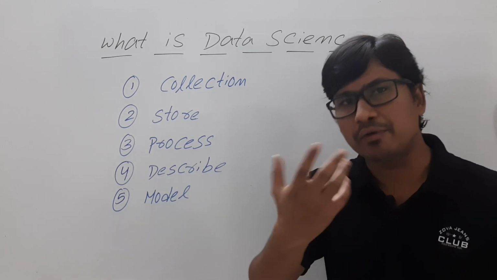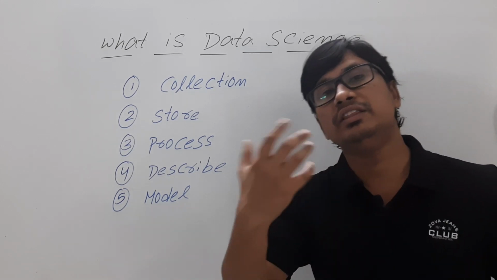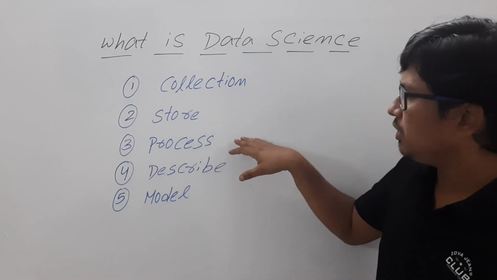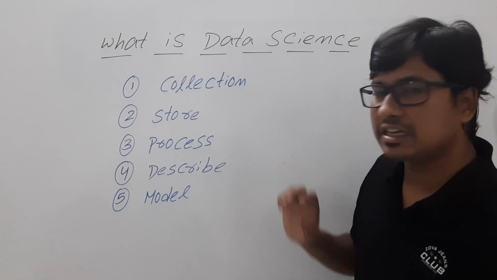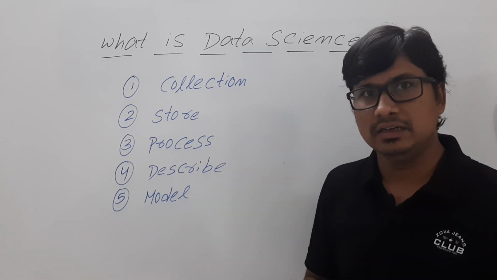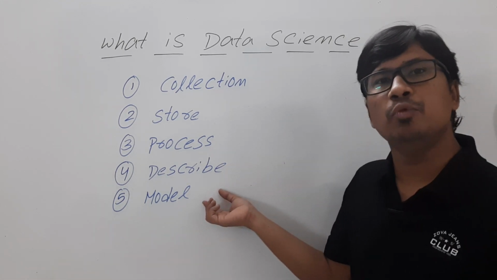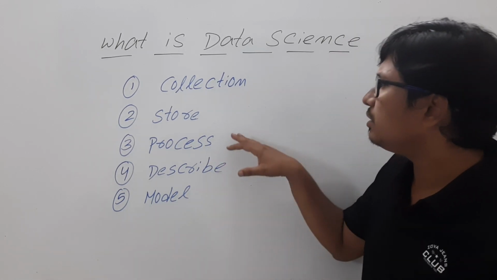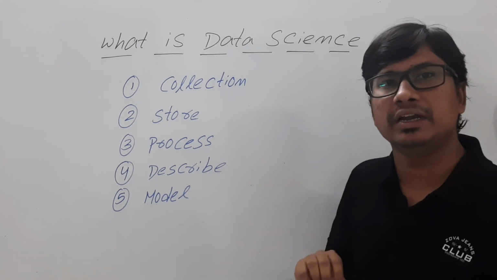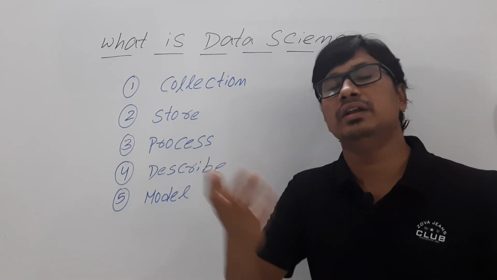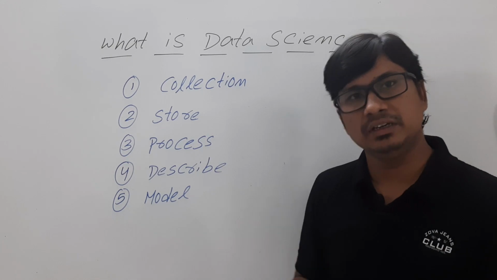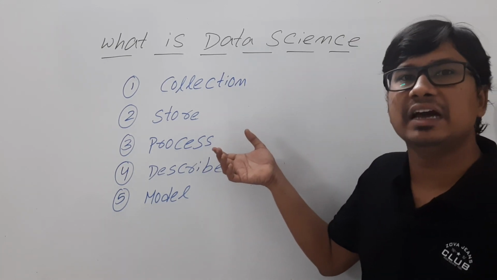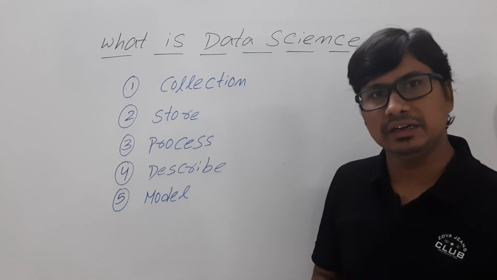Suppose let's take that you have a task where you already have the data. Then you do not need to perform the data collection. Then you need to process the data, describe the data and model the data. Similarly, let's take that someone has already given a model for you and you already have the data. Then you need to process the data and describe the data, and you have to use the model to find the analytics from the data. Because why do we go for data science? We need to perform data analytics on the available data.